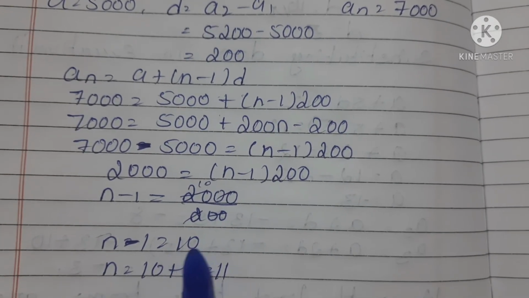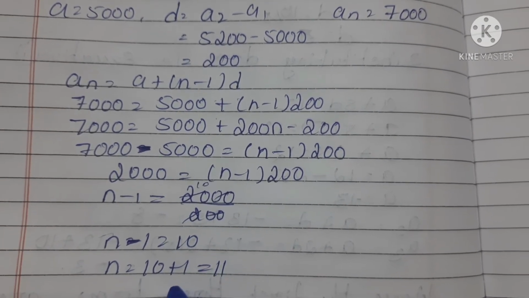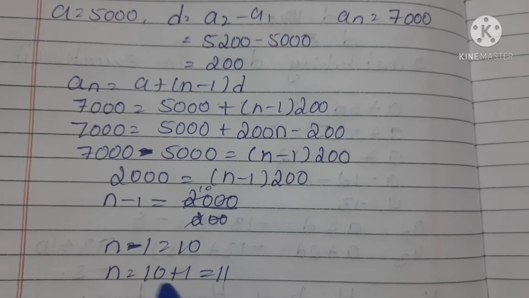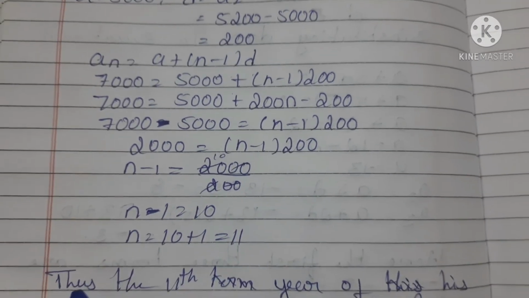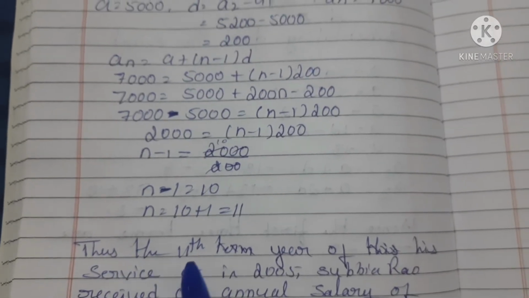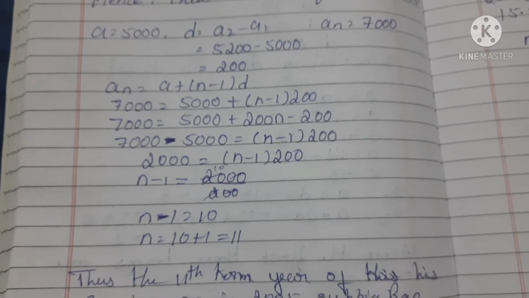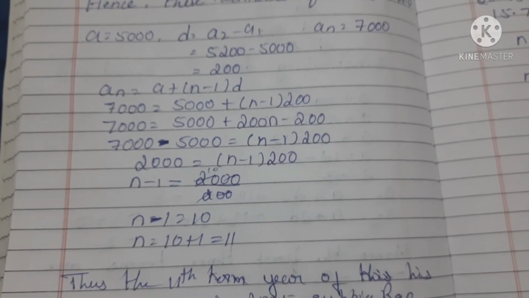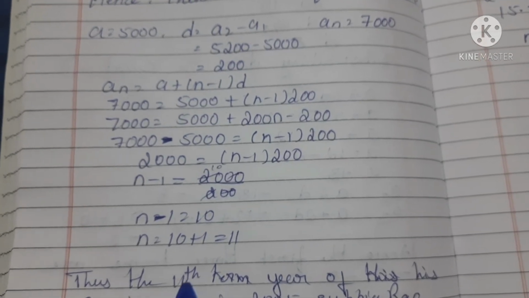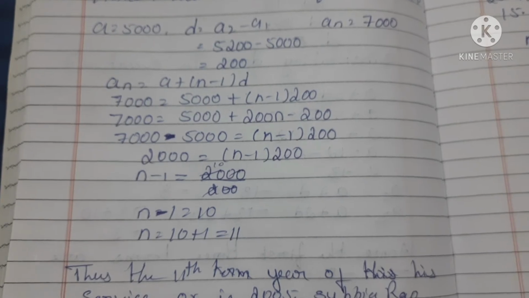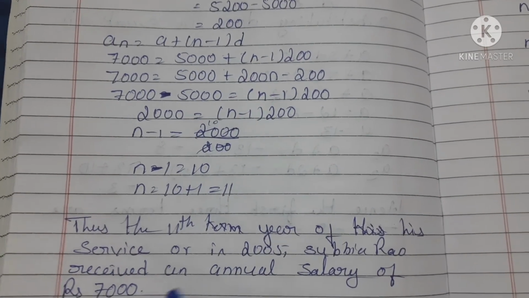N is equal to 10, minus 1 goes to the right-hand side, it will be plus 1. Now N is equal to 10 plus 1, that is equal to 11. Thus in the 11th year of his service, or in 2005, Subba Rao received an annual salary of rupees 7,000. Say 11th year, that means 2005, he received 7,000.